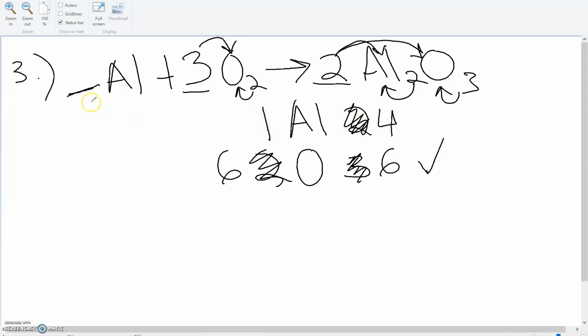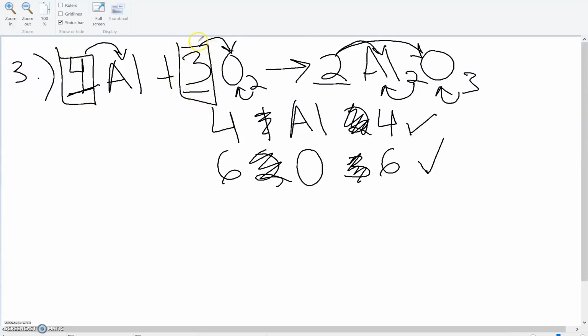So let's go back to the reactant side. If I put a 4 out front in that coefficient, I now have 4 aluminum. There we go. So that balanced this equation. So for our answer, we have 4, 3, and 2.